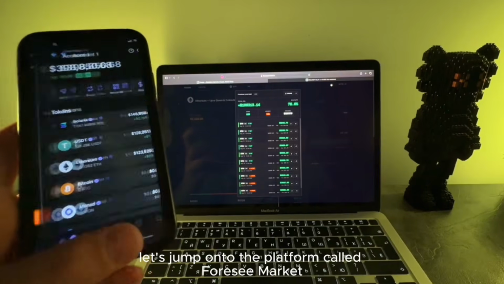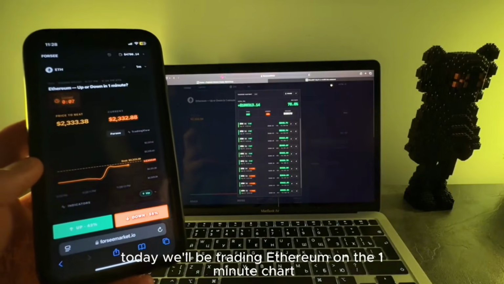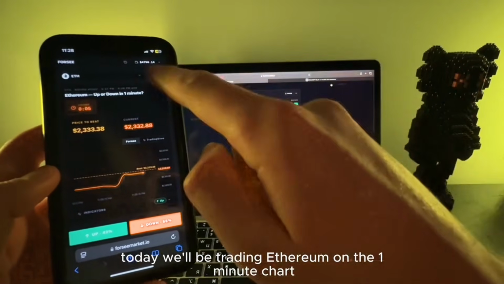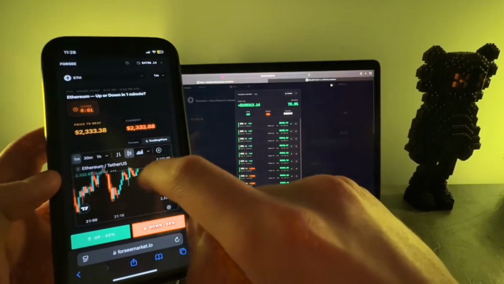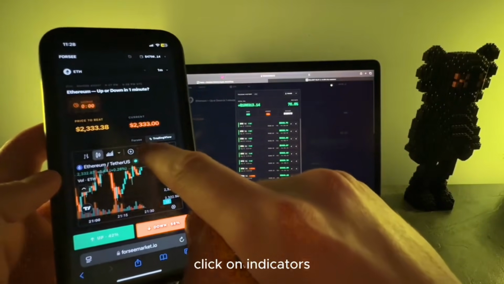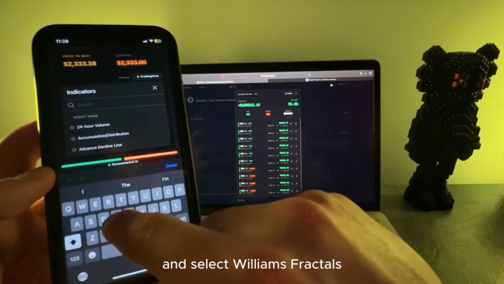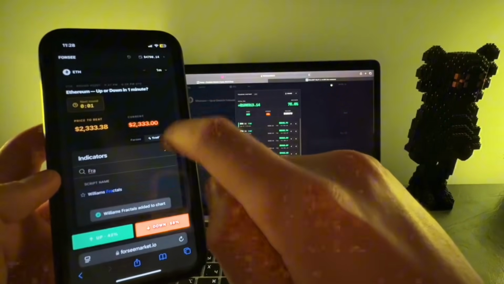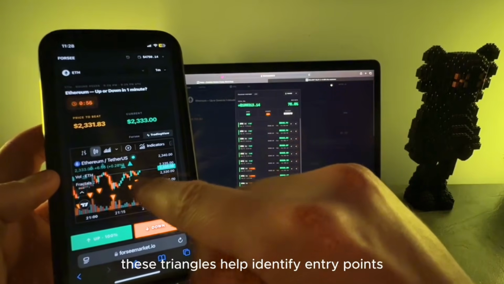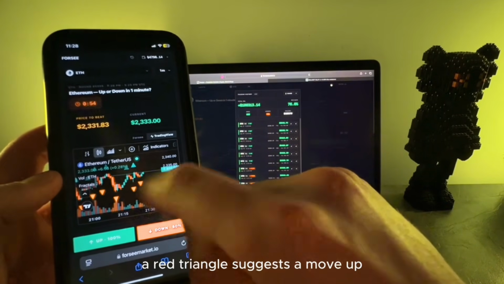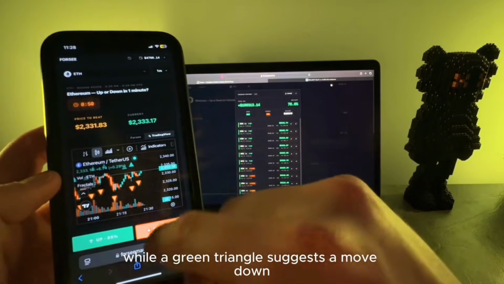Alright, let's jump onto the platform called Foresee Market and I'll show you exactly how it works. Today we'll be trading Ethereum on the 1-minute chart. First, open TradingView, click on Indicators, and select Williams Fractals. The idea behind this indicator is simple. These triangles help identify entry points. A red triangle suggests a move up, while a green triangle suggests a move down.